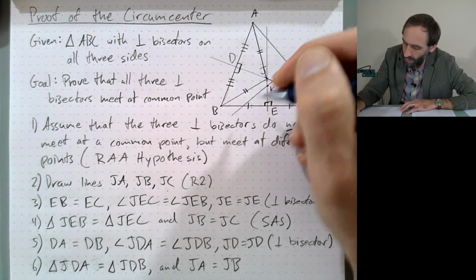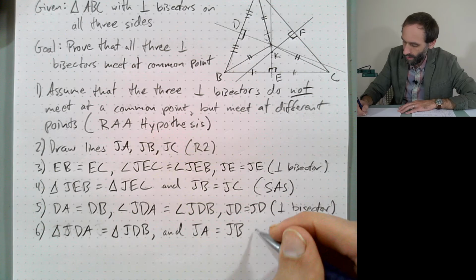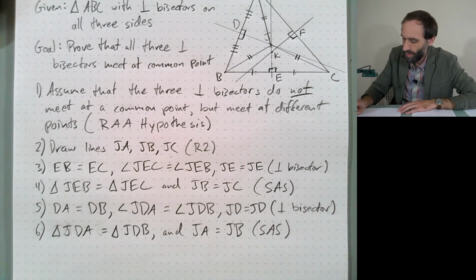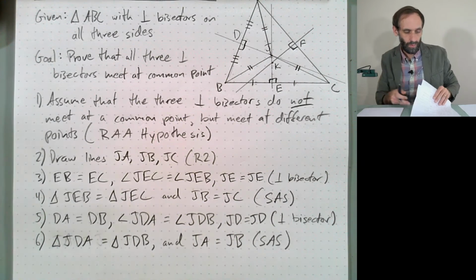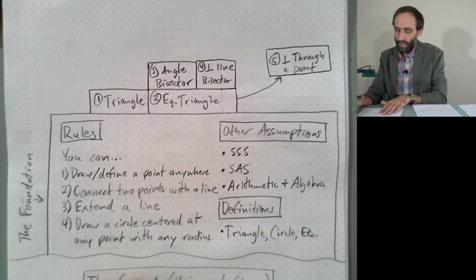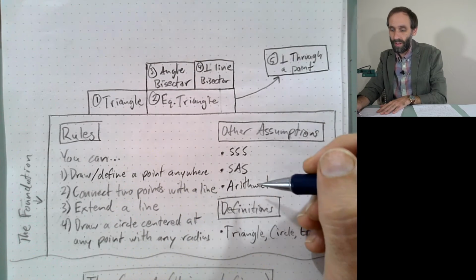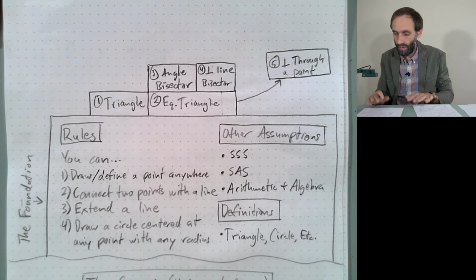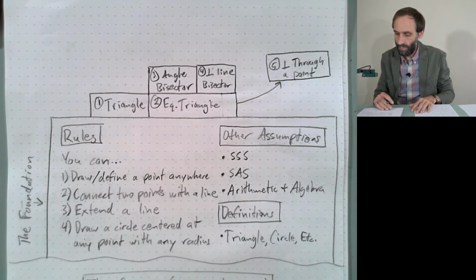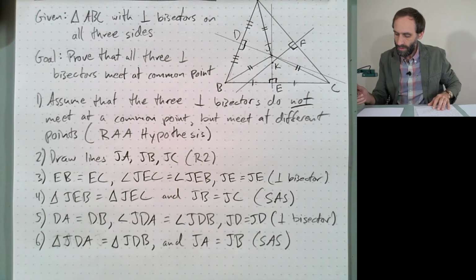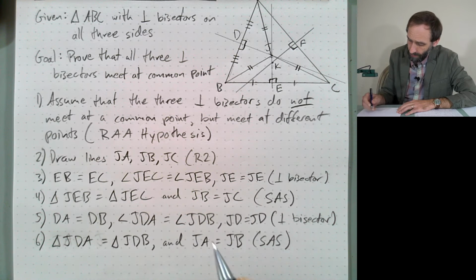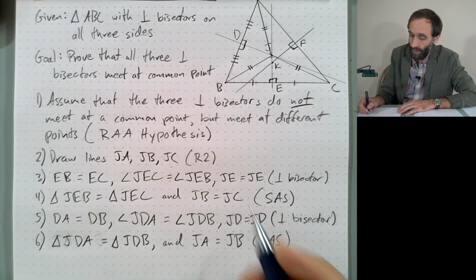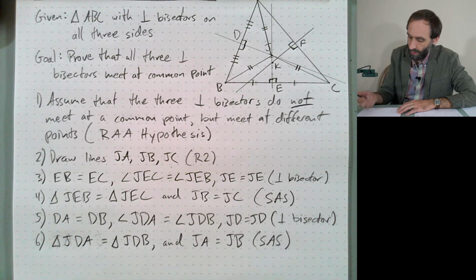As we see here, JA is equal to JB, and that is also by the side angle side assumption that we have in our foundation here. So remember, other assumptions, side, side, side, and side angle side, we haven't proven them. Maybe we will prove them later, but for now, we're just going to put them as assumptions. So, okay, let's see. If JA equals JB and JB equals JC, well then all three of them must be equal.